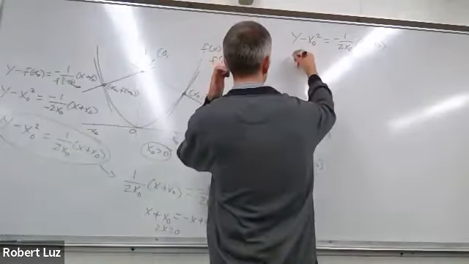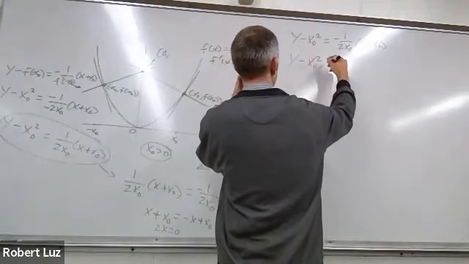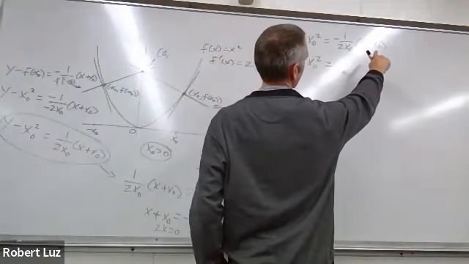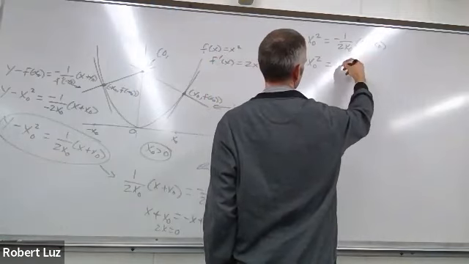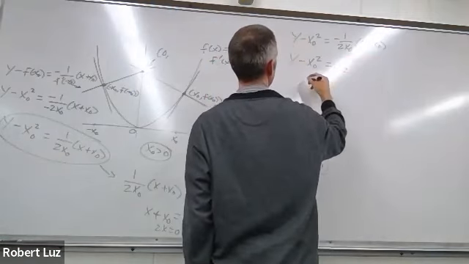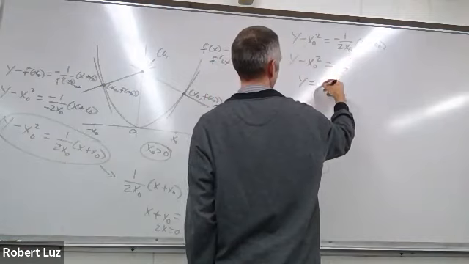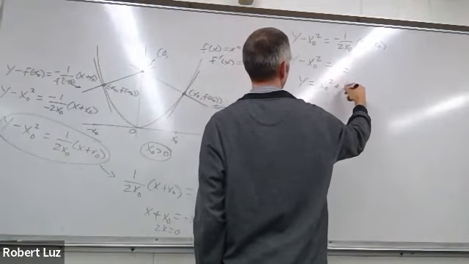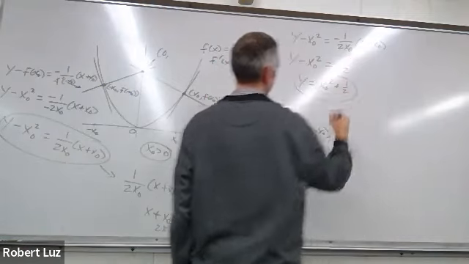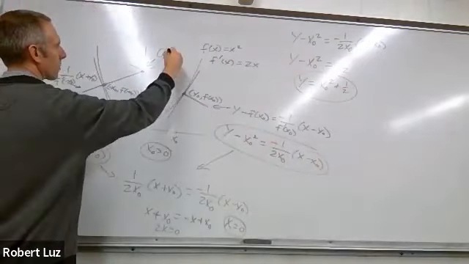Y coordinate: y minus x0 squared equals, we simplify this, we just get 1 half. So y equals x0 squared plus 1 half. So that gives you the y coordinate.